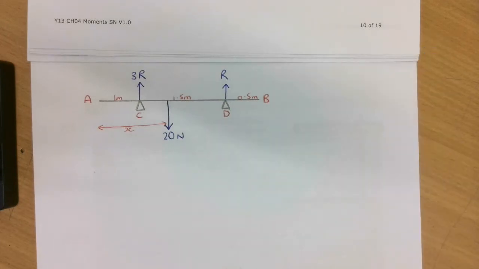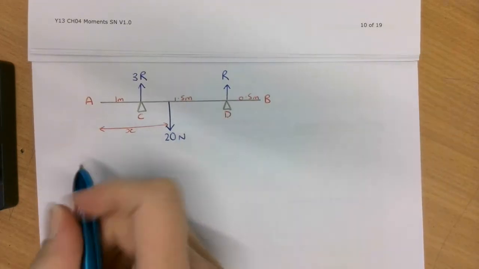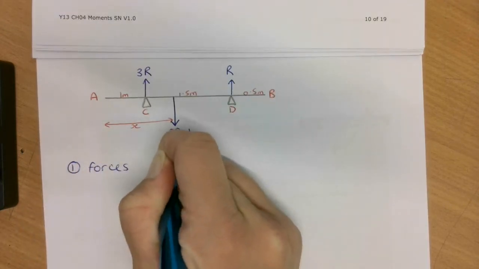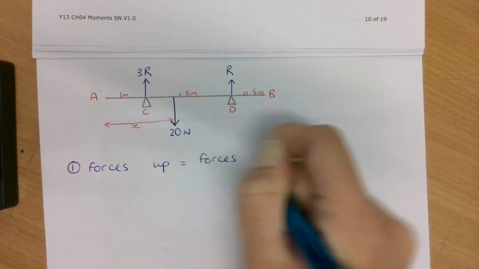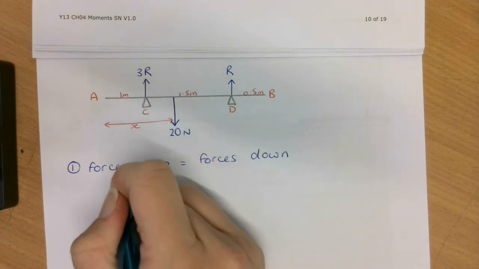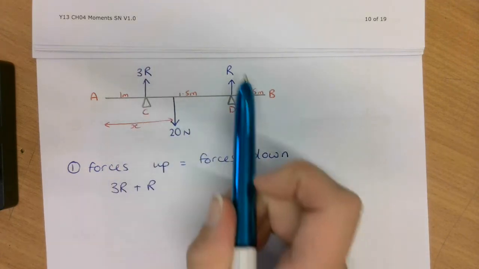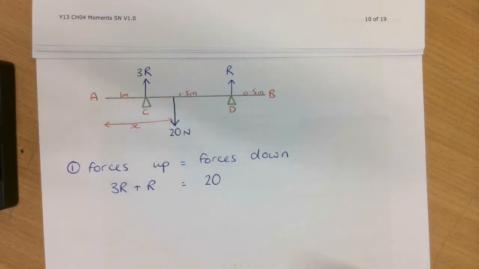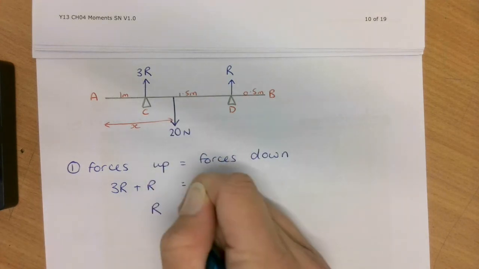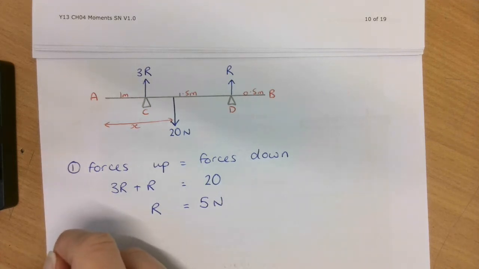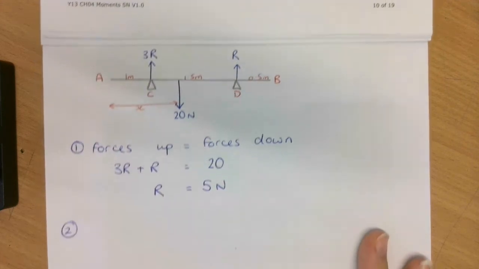Okay, start off then. First thing is vertical equilibrium. So forces up equal forces down. So I've got 3R plus R, which are the forces up, equals 20 newtons down. And I can therefore solve. So R is going to be equal to 5 newtons. Nice and easy. And then we've done vertical equilibrium. So next is going to be moment equilibrium.